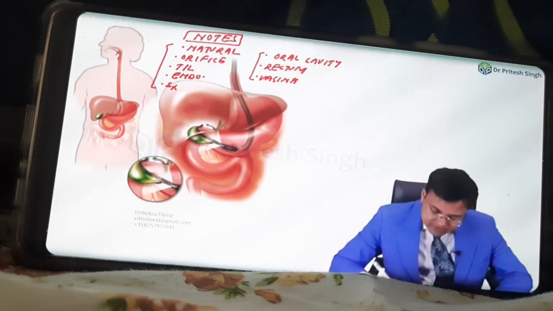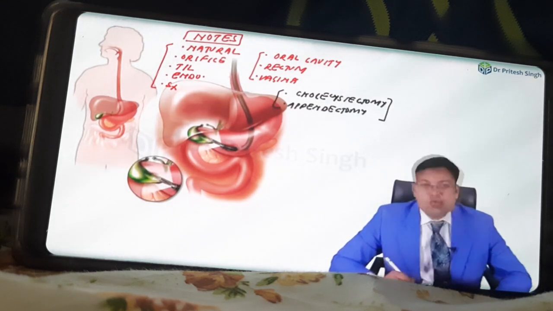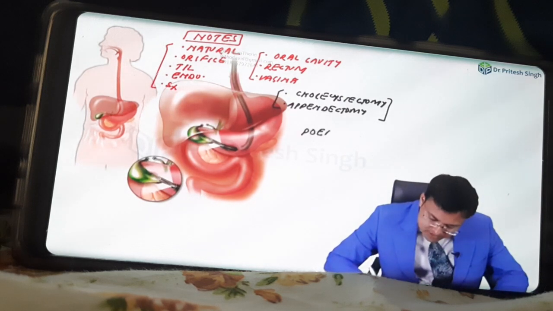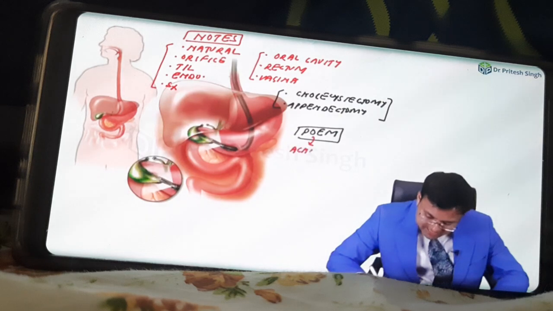What are the surgeries which were successfully performed? We performed cholecystectomy and appendectomy. I discussed one type of NOTES in achalasia cardia, and that is POEM. What is POEM? It's the per oral endoscopic myotomy. It's a type of NOTES, and this is performed for achalasia cardia.